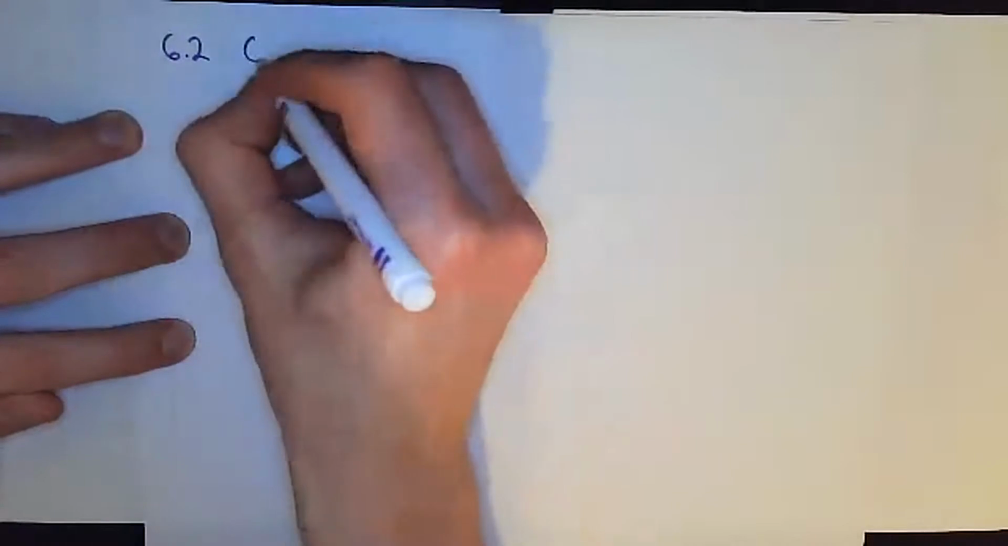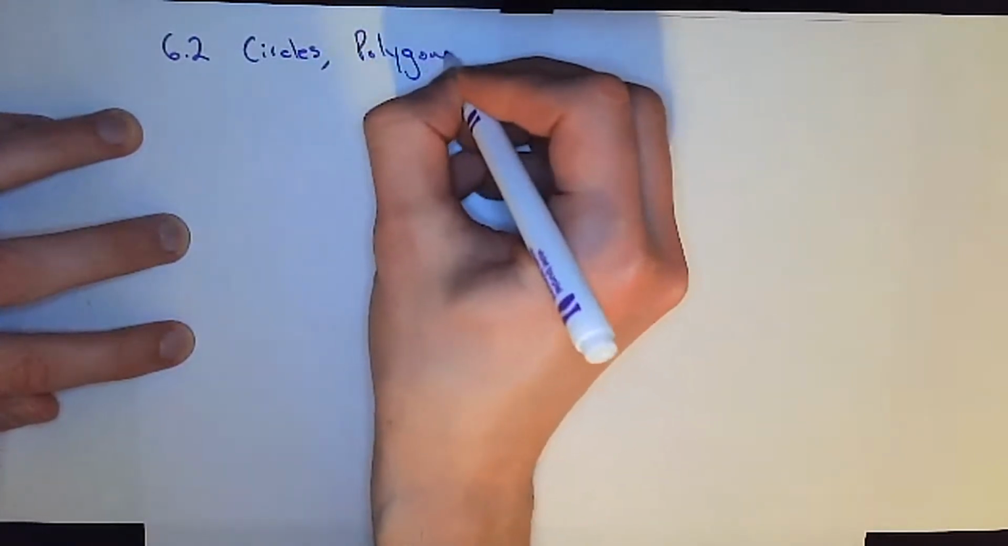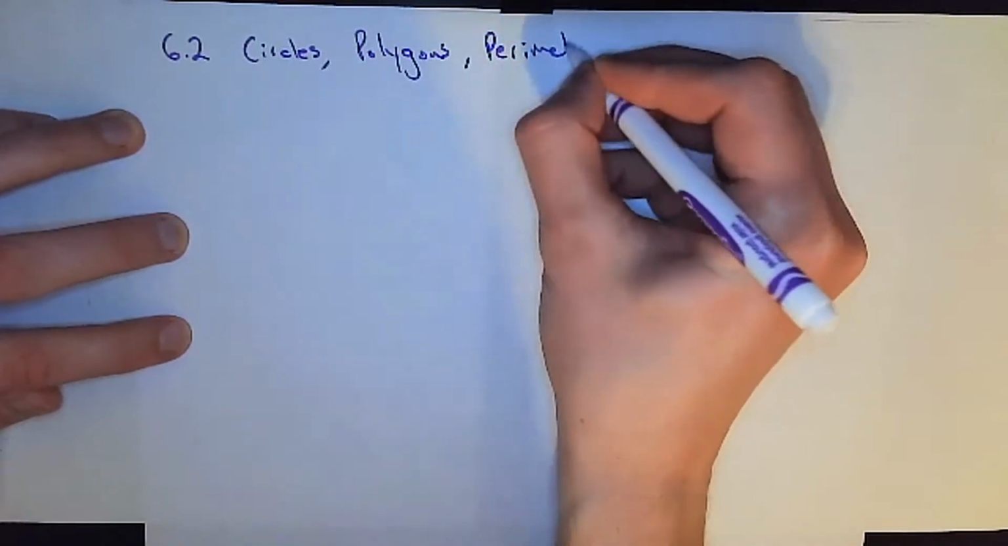Section 6.2, circles, polygons, perimeter and area.